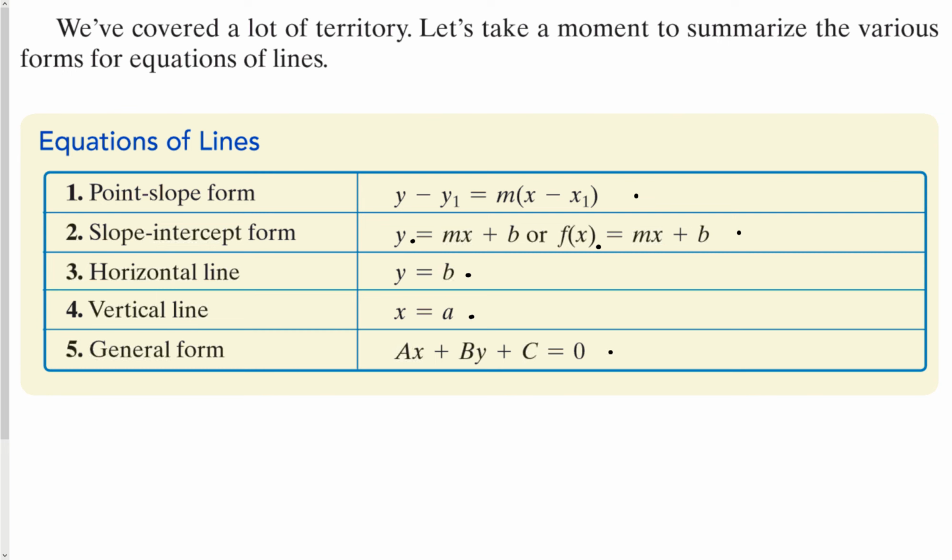General form: one thing to mention about general form is we want A, B, and C to not be fractions. So we're going to clear out any fractions if we do have any. And so general form, we're going to just have these coefficients times the variables plus this constant term, set it equal to 0.